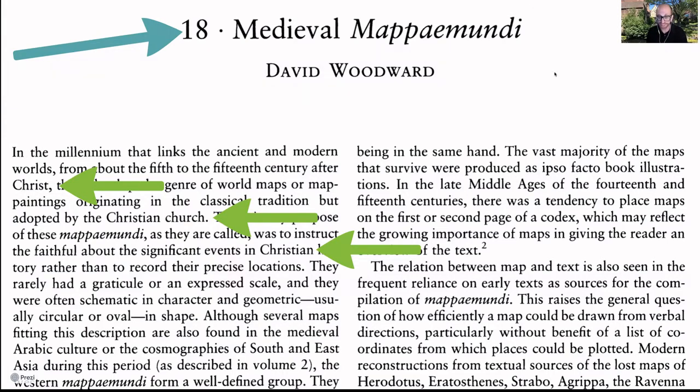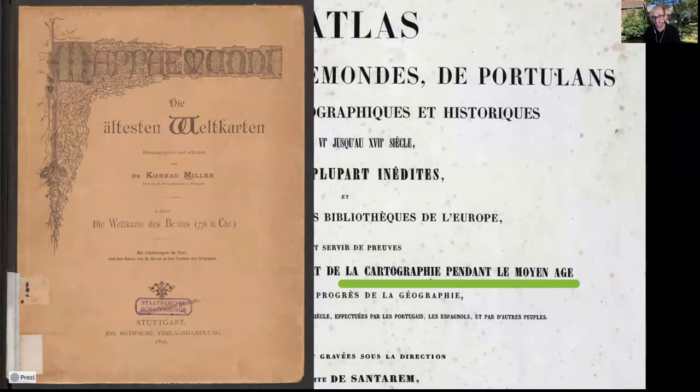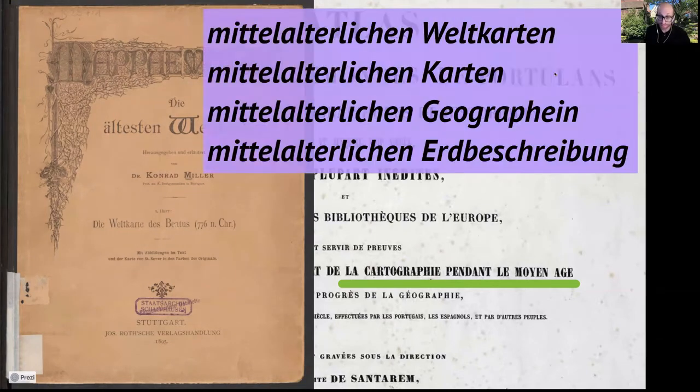Likewise, the paragraph-length title of the famous volume by the grandly named Manuel Francisco de Barros de Sousa de Mesquita de Macedo, the second Viscount of Santarem, occludes its actual subject. Again, a historian of cartography defines the subject as the cartography of the Middle Ages, but confines his discussion to medieval Christian maps. Similarly, Konrad Miller's foundational six-volume series from the 1890s, Mappaemundi, the oldest world maps, refers to medieval world maps, medieval maps, geography, and description of the world throughout.